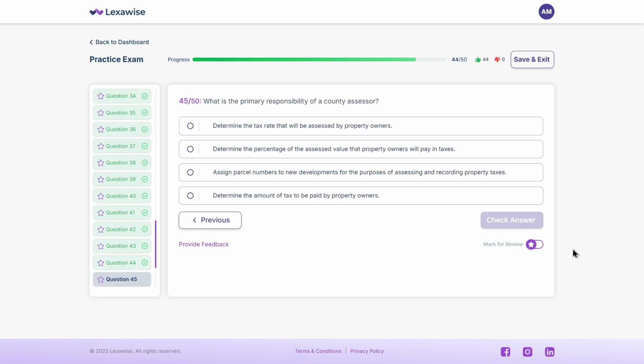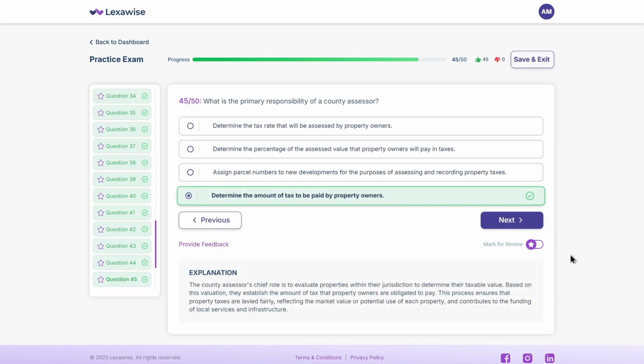The correct answer is D. Determine the amount of tax to be paid by property owners. This is because the assessor evaluates property values, which local governments use to calculate tax bills.